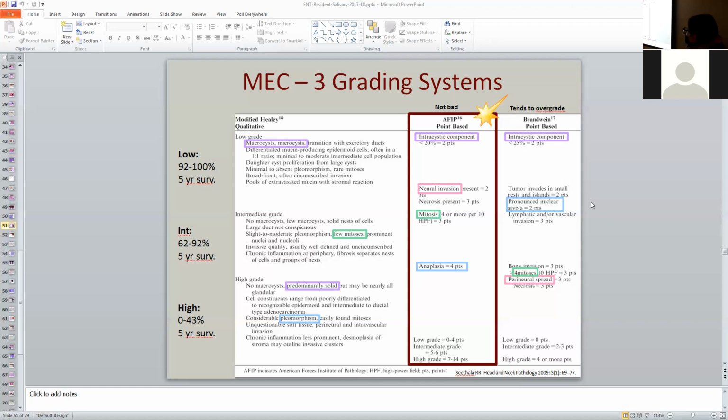If we write intermediate grade, it gets accompanied by a note. It talks about the fact that there are mixed features, and the fact that there are mixed features means that it may be biologically more aggressive, but we kind of stop there.